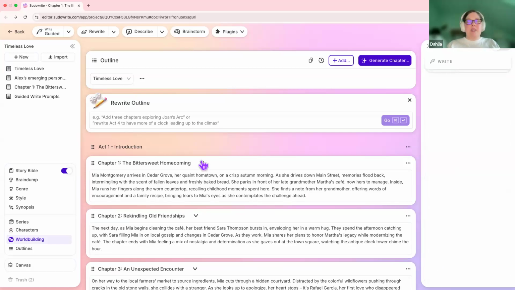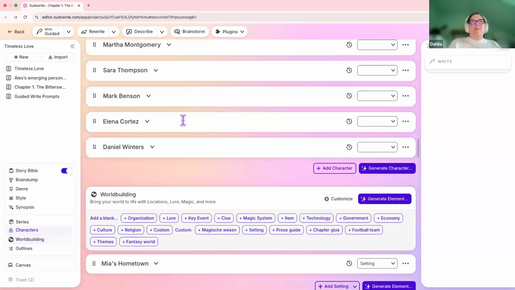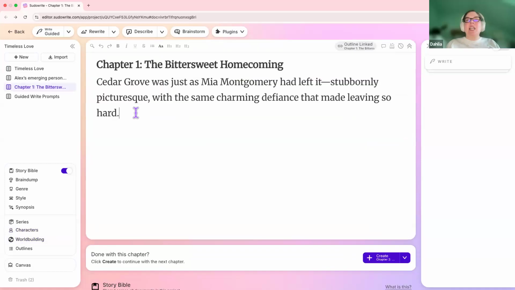Okay. So much about chiclets. Going back to guided write.